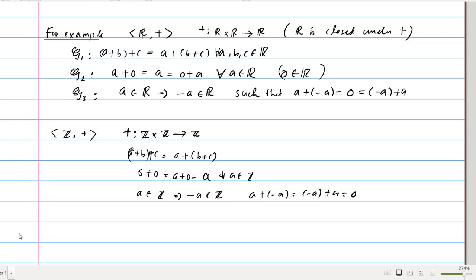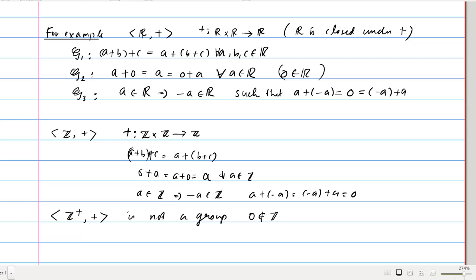But if you consider positive integers, denoted by Z plus, the set of all positive integers under addition, this is not a group. So this is a non-example. Why is it not a group? We know that 0 does not belong to this. This is a binary structure, closed under addition. That means the sum of any two positive integers is again a positive integer. But we cannot get an identity element in this collection.